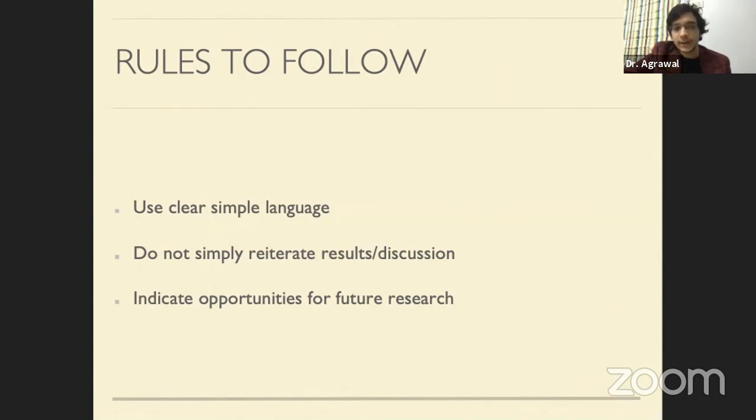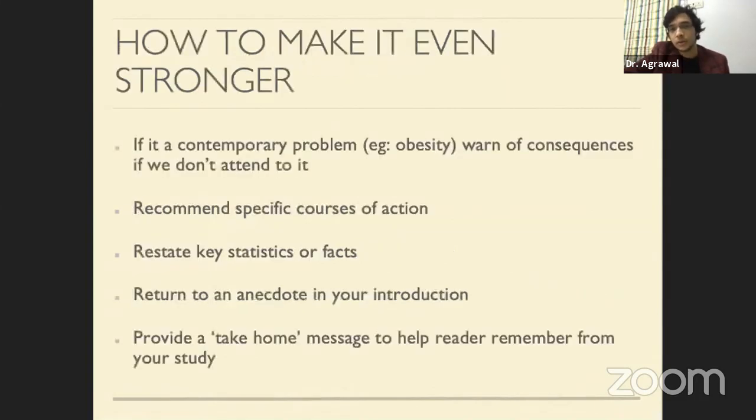Okay. Then again, indicate opportunities for future research that may be possible either through you or through someone else who may be reading your paper and is interested in that particular field, right? These are a few examples of how you can make your conclusion even stronger.